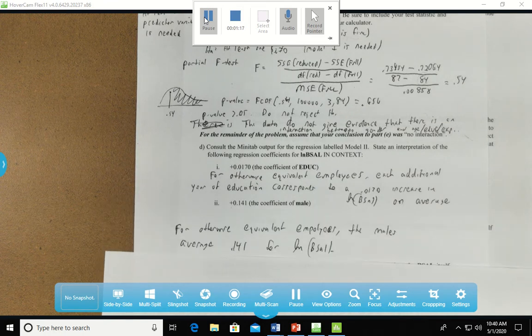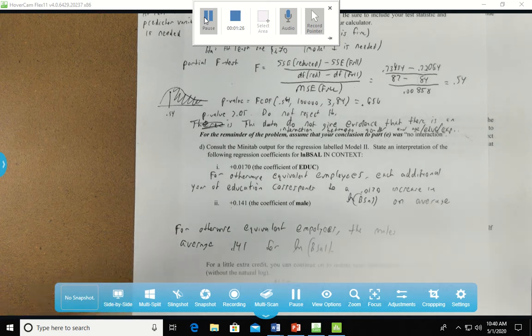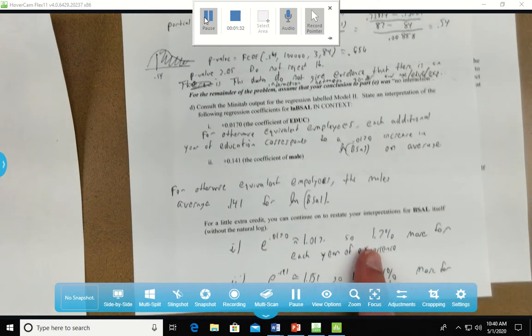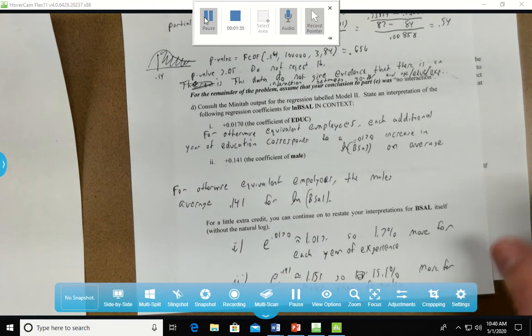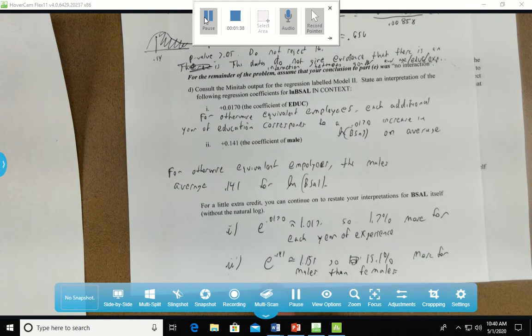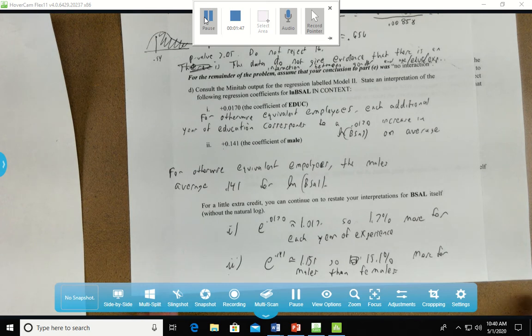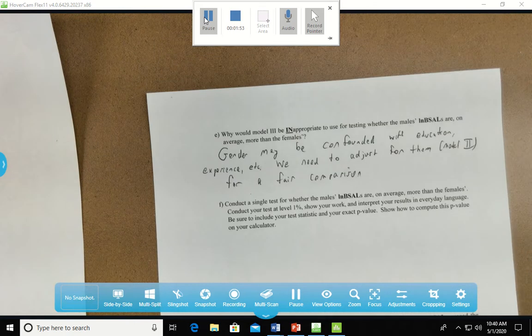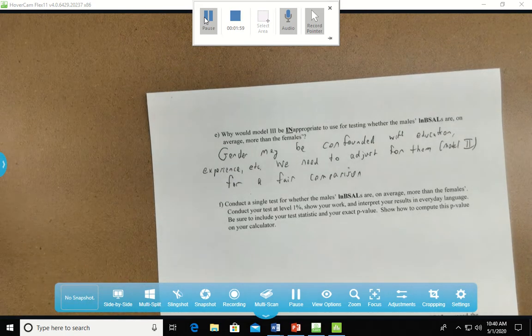0.141 for males. For otherwise equivalent employees, the males average 0.141 for the natural log of the bank salaries. Now, this is a little bonus question here. Since it's the natural log of the bank salaries, you could exponentiate 0.1017 and get 1.07, so 1.71% more earnings for each year of experience, whereas if you put in the one for females, males earn 15.11% more than females. So I think that might be some indication that there's gender inequality. And though we would like to say there isn't in this world today, I think some of the statistical studies say otherwise.